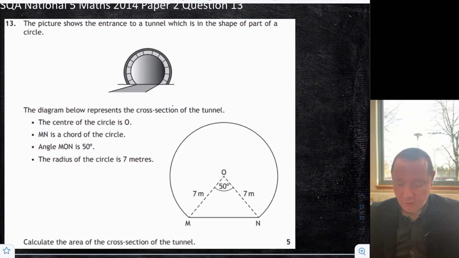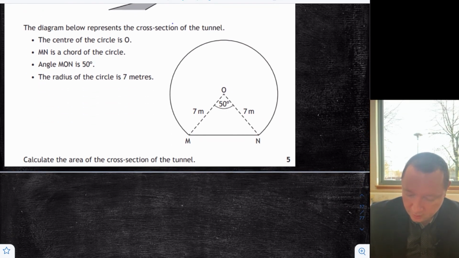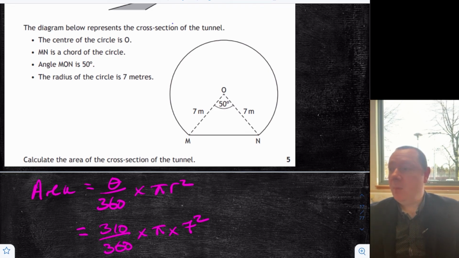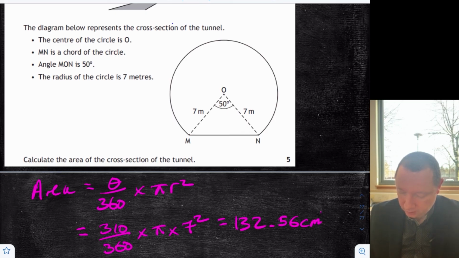Let's start off with the area of the arc though. So area, remember, equals angle out of 360 times pi r squared. So this time be very careful, our arc is going this way. So that is going to be 310 degrees, because 360 minus 50 is 310. So 310 over 360 times pi times 7 squared. We get a mark for knowing the angle, and then we get a mark for working that out, which is 132.56 centimetres squared. So we've done our arc bit, but we now need to do our triangular part.